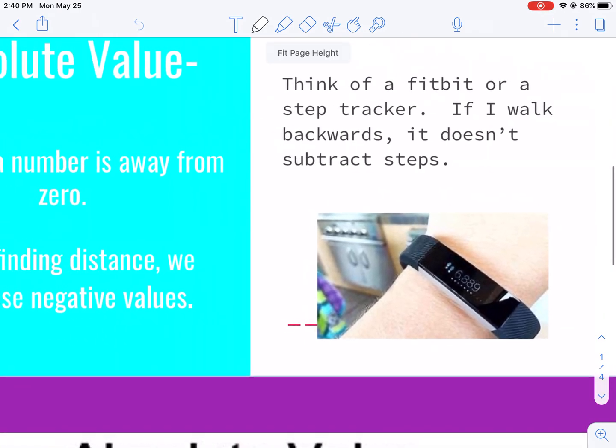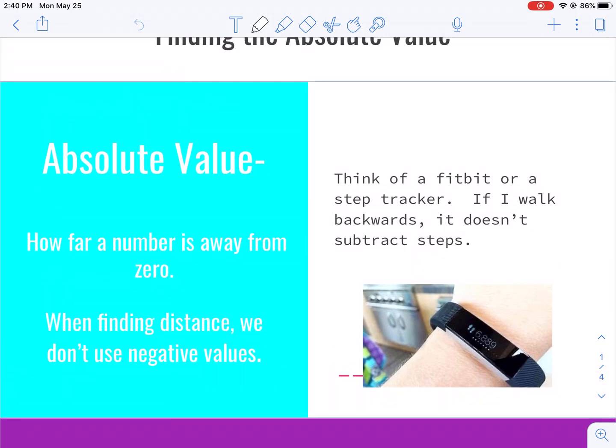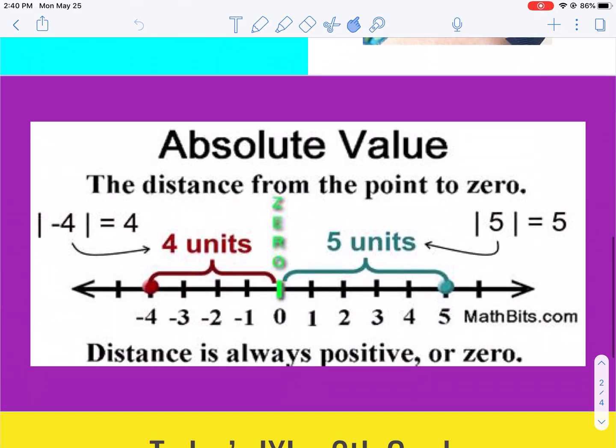So when we think about distance, we're thinking about how far something is, but we want to think of it as positive values, okay? Only positive. So that's going to come into play when we talk a little bit more about absolute value.